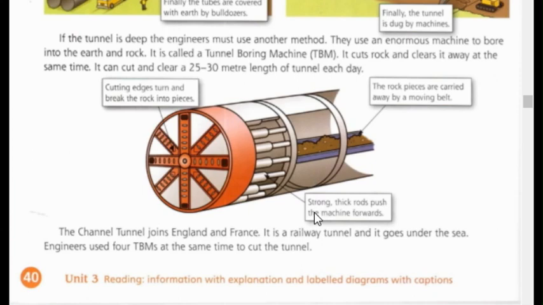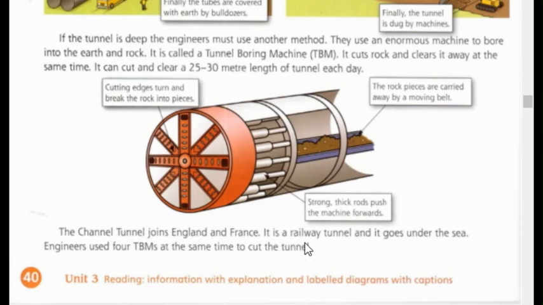طيب strong thick rods، هدول الرودز اللي حكيت لكم عليهم، هدول push the machine forward، هم اللي بيساعدوا على دفع الآلة إلى الأمام. في عندنا the Channel Tunnel joins England and France. في قناة اسمها أو نفق اسمه نفق القناة بيربط بين بريطانيا وفرنسا.